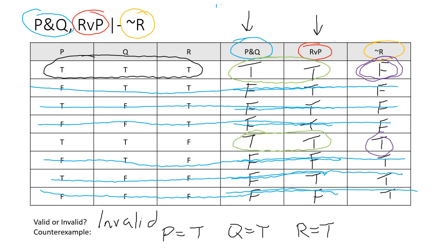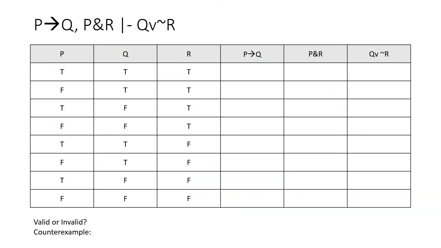There'll be instances in which you will see that there are multiple rows that could invalidate an argument, and all we'll need is one counterexample. You don't need to list every possible counterexample, you just need to list one. And so here, this is the only option for a counterexample that shows that the argument is invalid. Moving on to this next one.